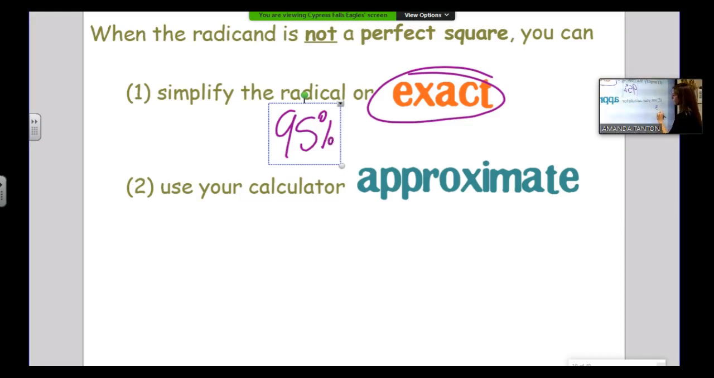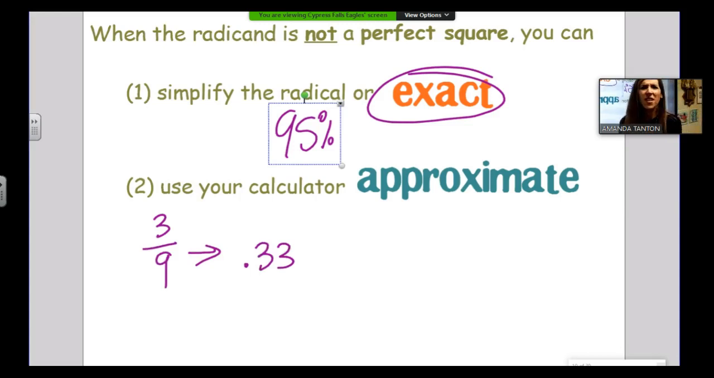So, here's my analogy to fractions. If I gave you that fraction, would I want you to put this in the blank? No, that's approximate. That's you rounding. Instead, I would rather you simplify it. That would be the correct answer. 0.33 would not be the correct answer.